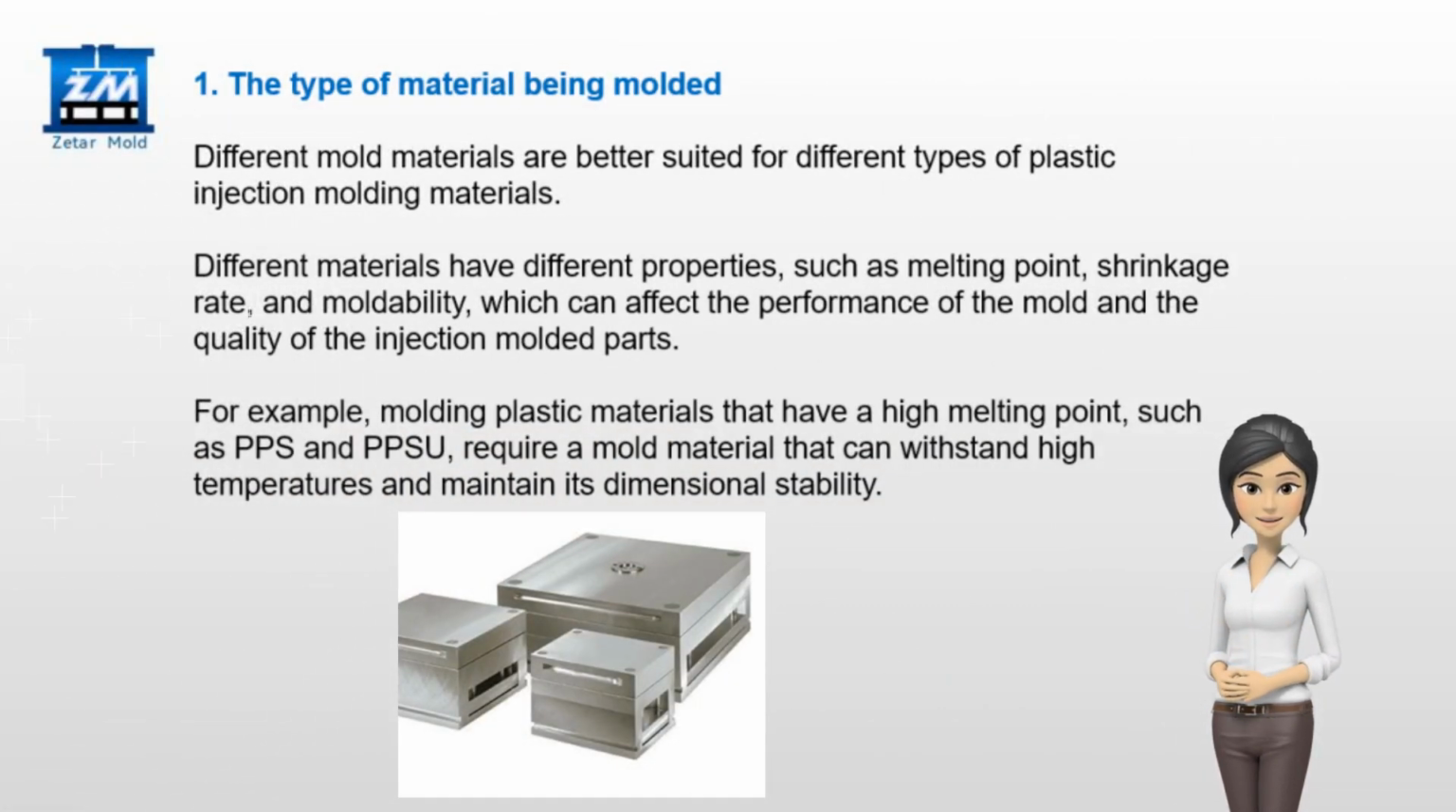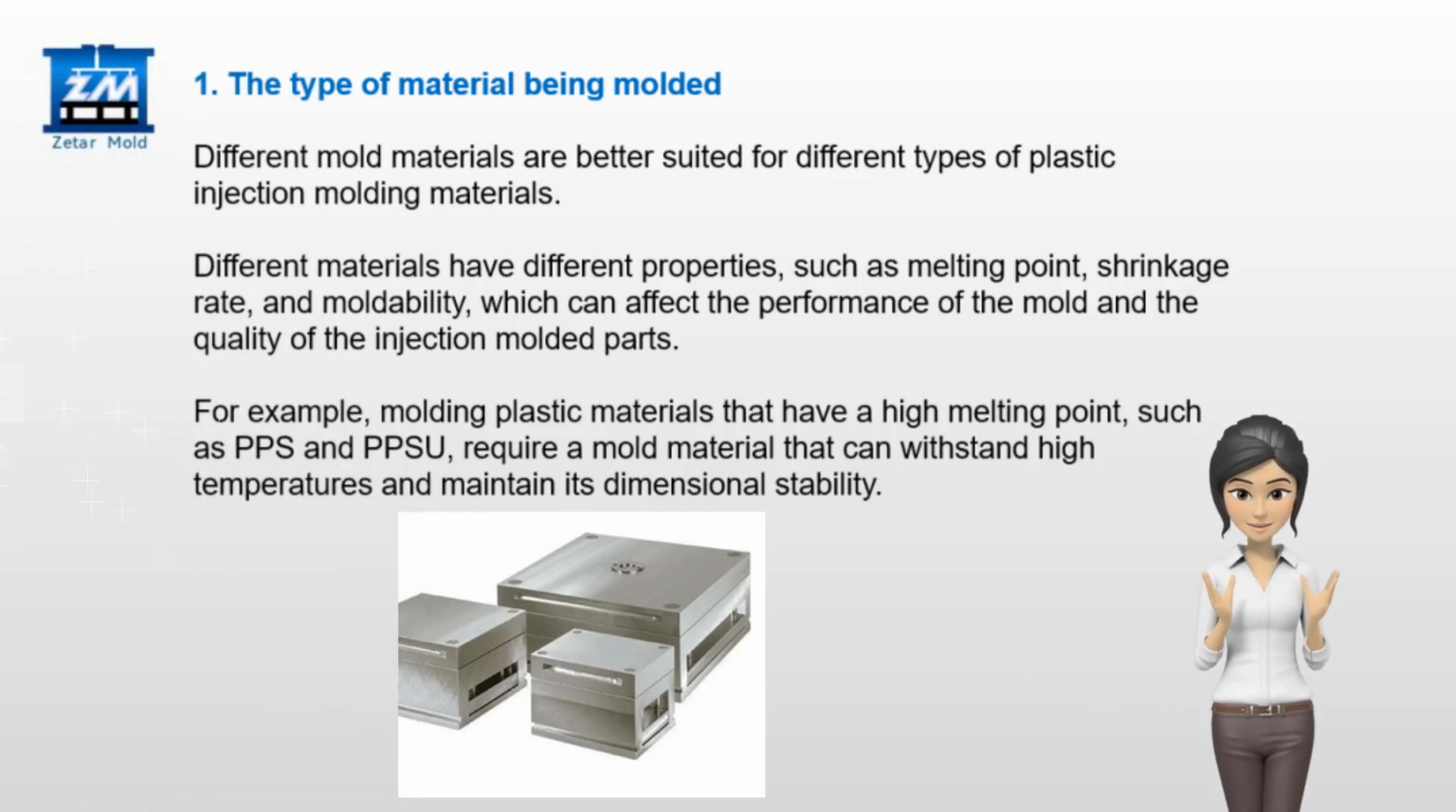The type of material being molded. Different mold materials are better suited for different types of plastic injection molding materials. Different materials have different properties, such as melting point, shrinkage rate, and moldability, which can affect the performance of the mold and the quality of the injection molded parts.